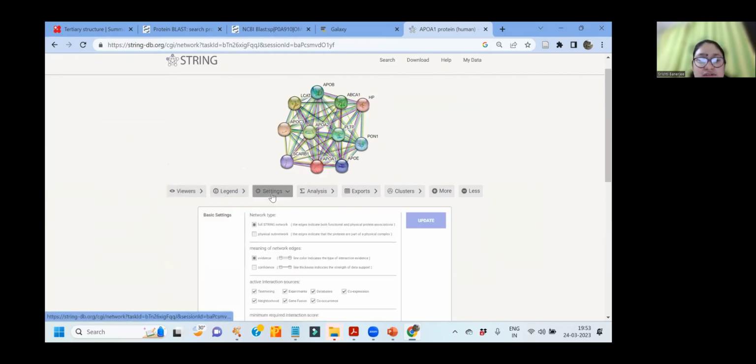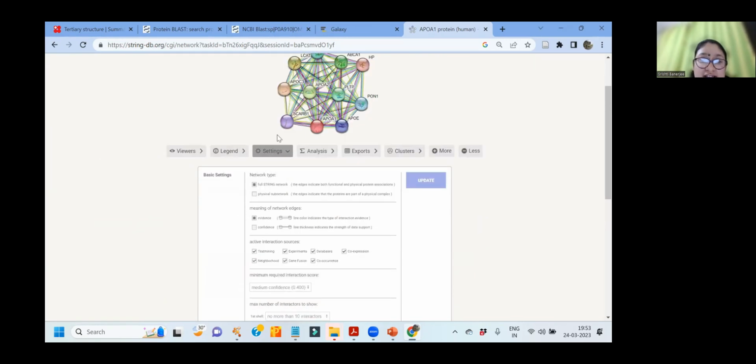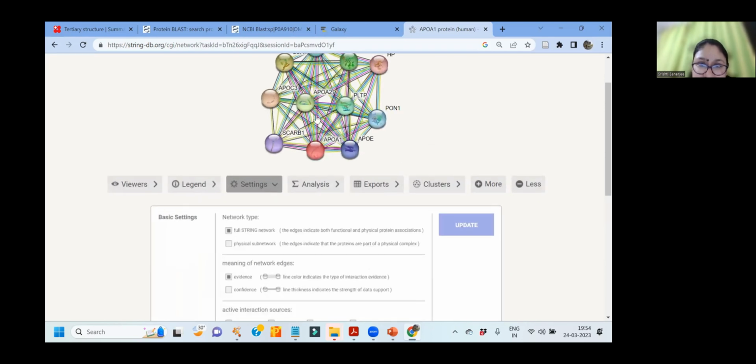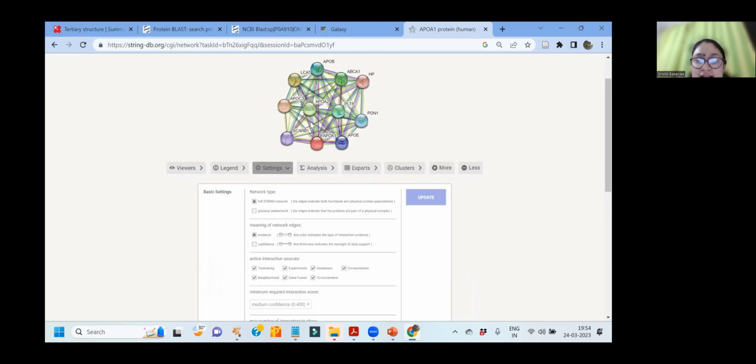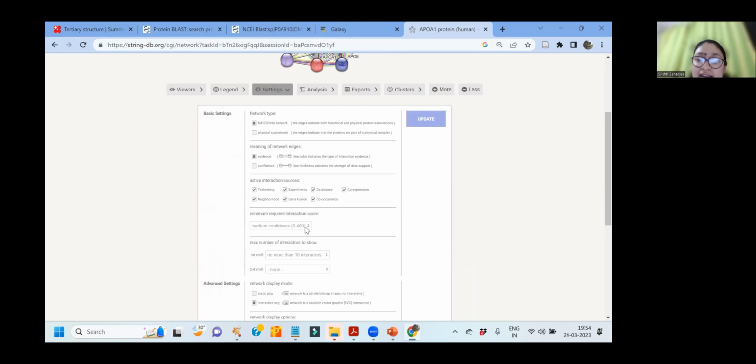Now let's go to settings. So what are these colors? These are the different colored nodes and evidence. These multiple lines you see are the meaning of the network edges. Line colors indicate the type of interaction evidence, and if a particular line is thick, like this one, it means there is experimental data which supports this interaction. The higher the confidence level, the better your result. Lower confidence means there are chances of errors or false positives.